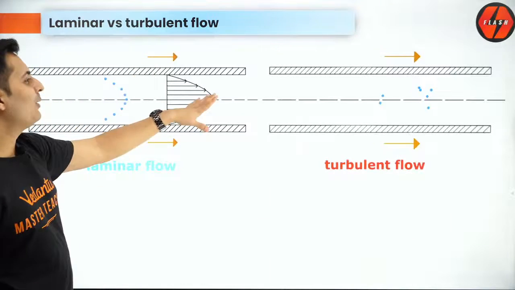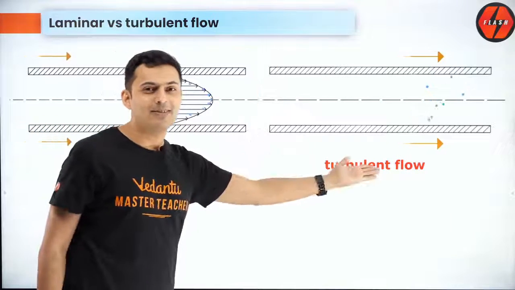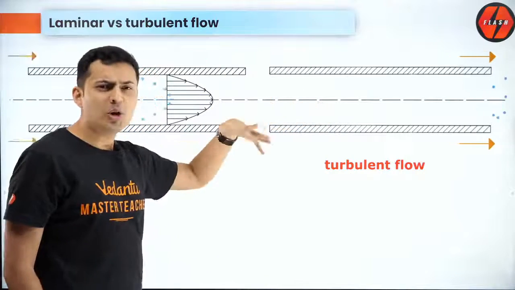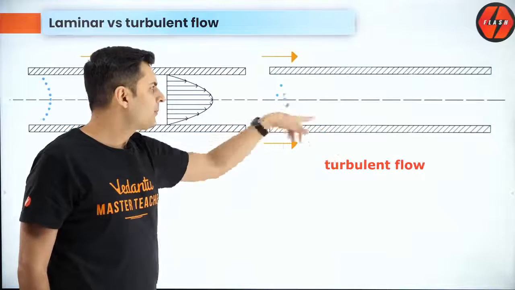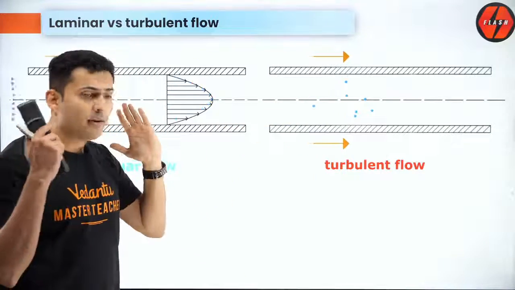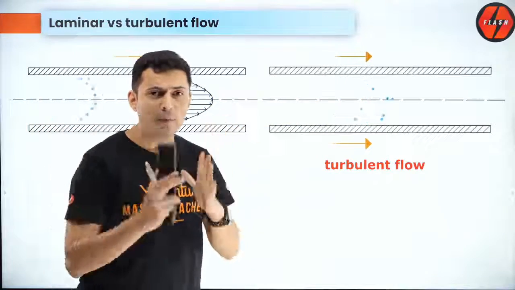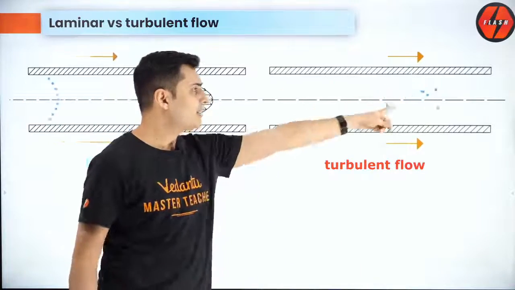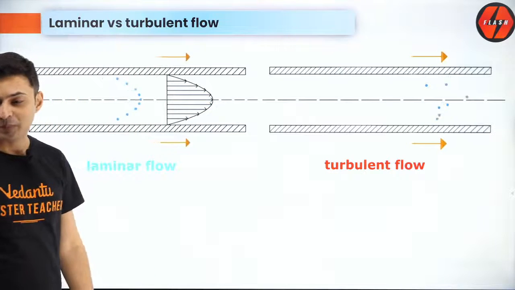And what is the meaning of turbulent flow? In turbulent flow, guys, these particles will move randomly. They do not follow any particular pattern like the one you see over here. Like when the river water flows really fast through a narrow passage, you will see the particles get mixed up, they move randomly here and there. So that is the meaning of turbulent flow.